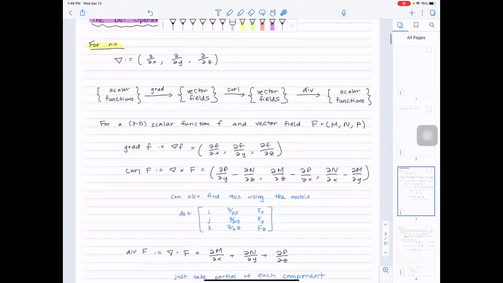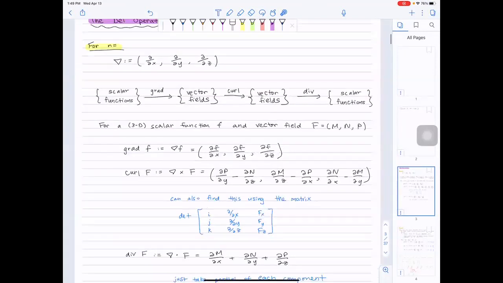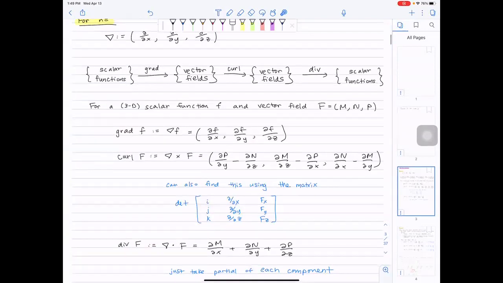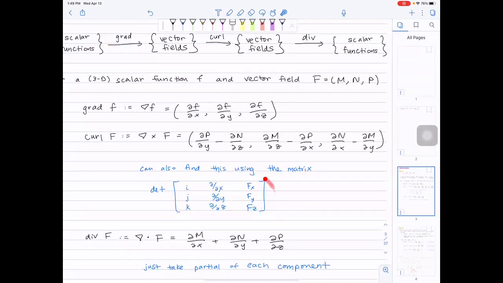From that, we have three definitions that come out. We have the gradient, which we know, curl, which is something new we are learning this week, and the divergence. The divergence is you add each of the partials. For the curl, you might see this complicated formula and wonder how to memorize it. Well, you don't have to memorize it. All you have to remember is this matrix.